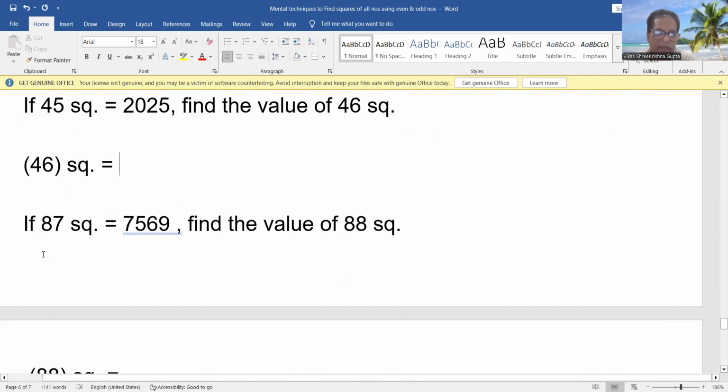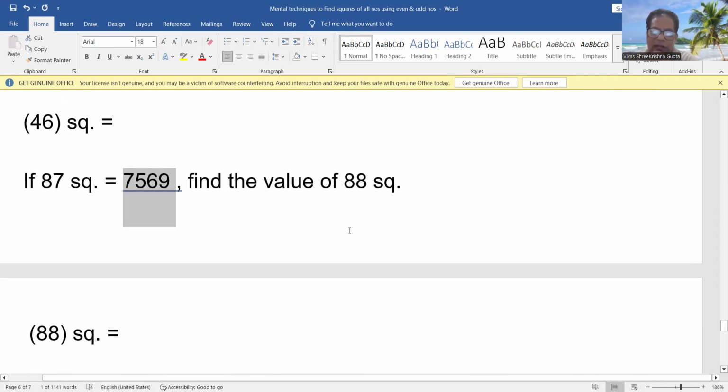In the same way, 87 square is this number. What is the value of 88 square? Just add 2 into 87 plus 1. 2 into 87 is how much? 2 into 87 is 174. 174 plus 1 means you add plus 1, 175. You add 175 to this number and you will get the answer of 88 square.